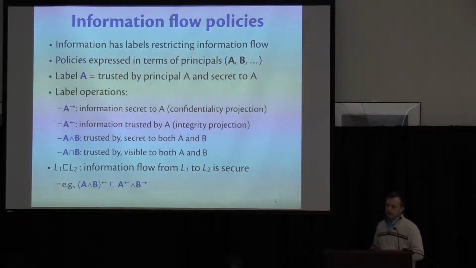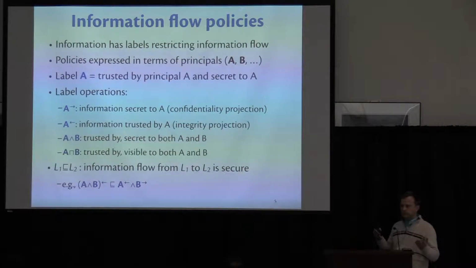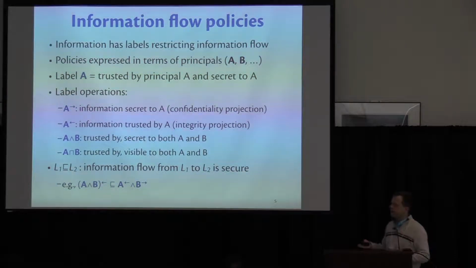Now you can already see that we're now able to talk about different aspects of security just by these right and left arrow projections. We can also combine principles. We can talk about A and B, which means a principal who is at least as trusted as both A and B. And interpreted as a label, that means this is information that's trusted by both A and B, and it's secret to both of them simultaneously. So basically, either one of them can only see it with the agreement of the other one.